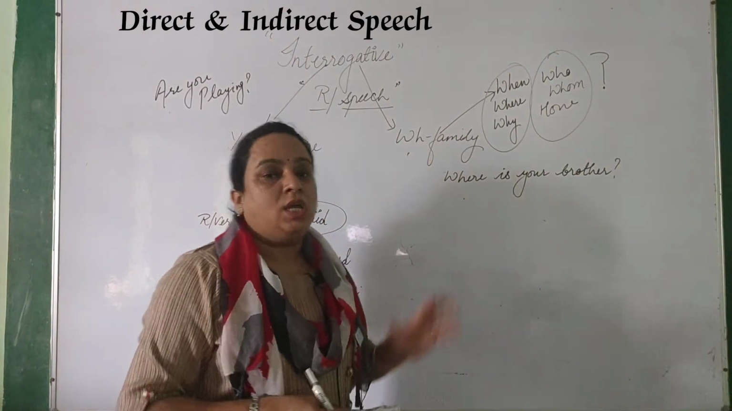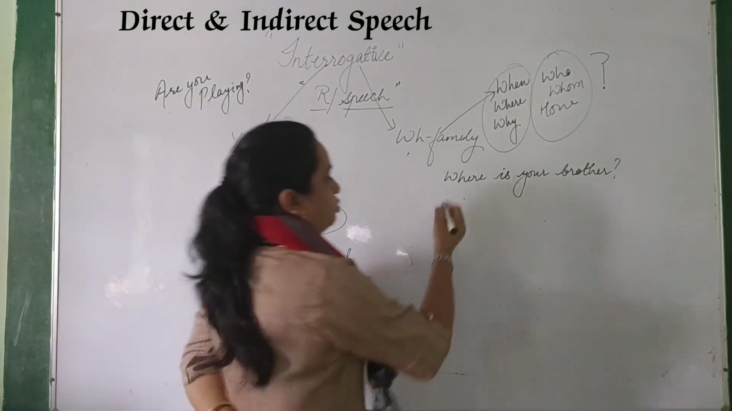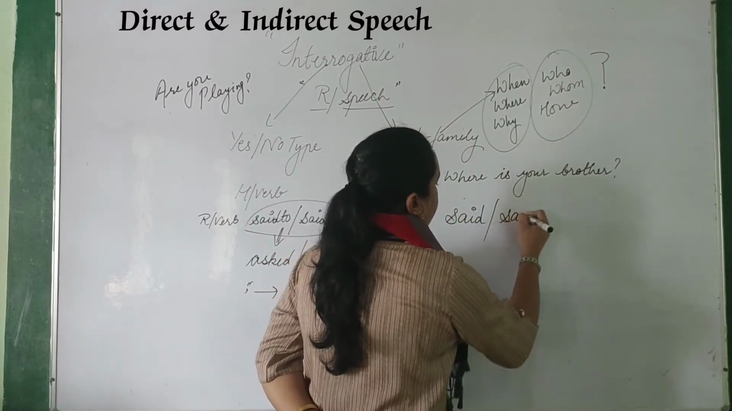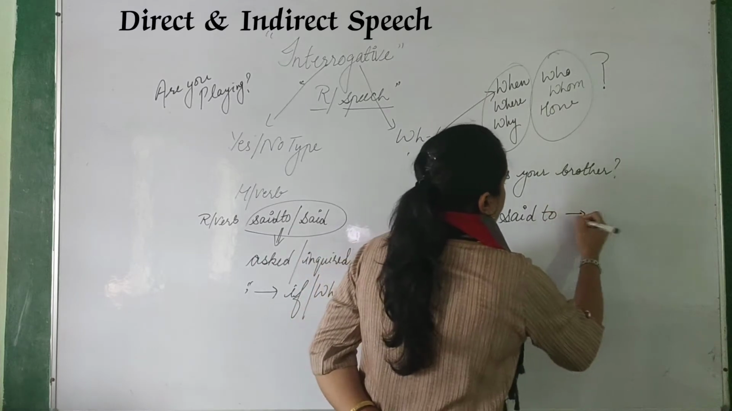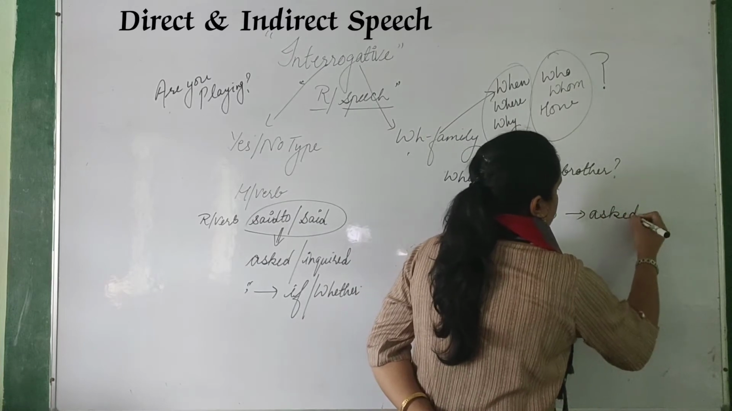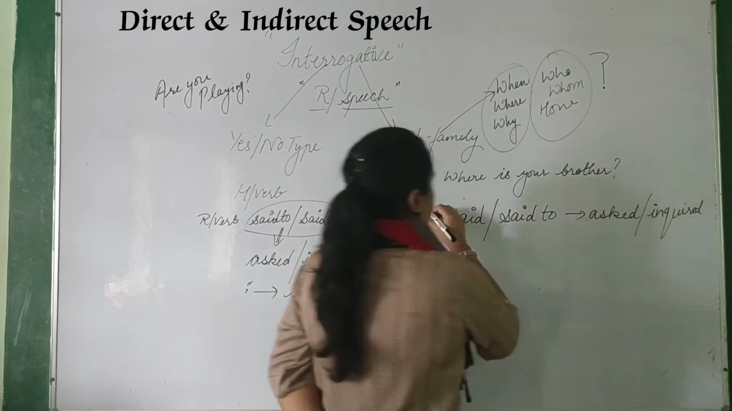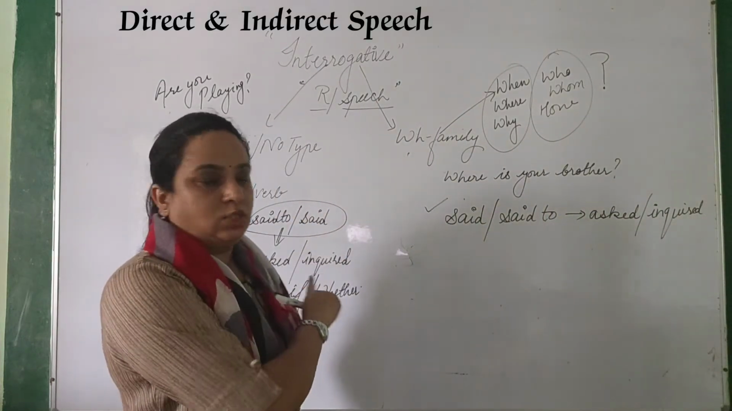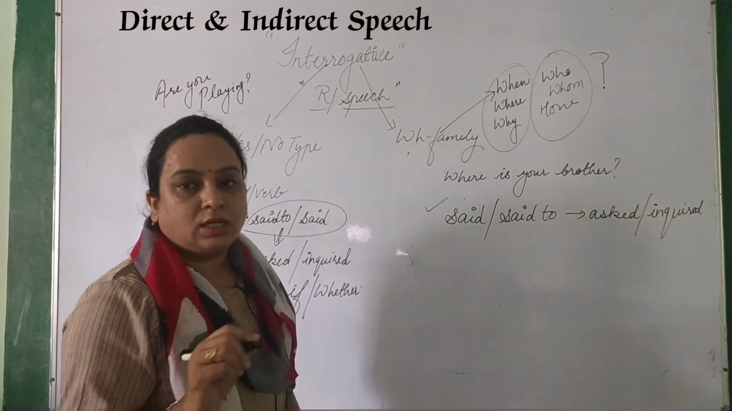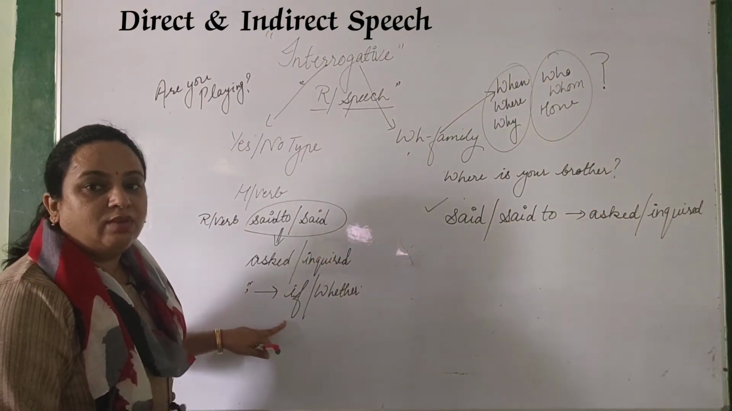So what will you do? Here we have learnt that the reporting verb is said to. The same thing you have to do here: said or said to changes to asked or inquired. This is the first step, and it is the same as the yes no type. Second, we learnt that in simple sentences we add the conjunction that, and in yes no type questions we have to add if or whether.